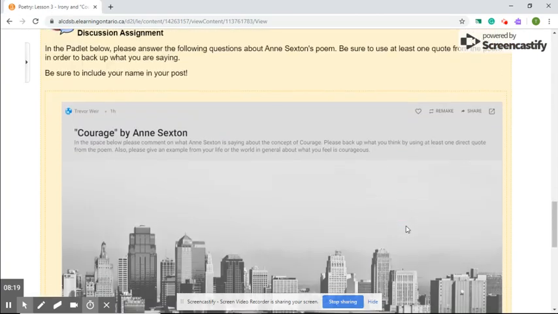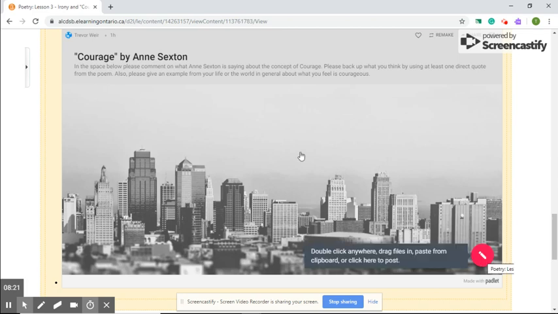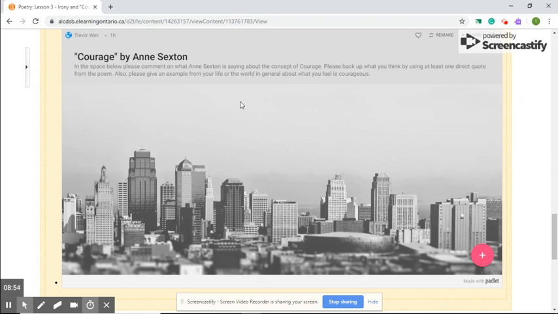Finally, last little piece is we have a Padlet here. Please click here, and you're going to basically comment on what Anne Sexton is saying about the concept of courage. So what do you think she's saying? What is her point? What is the theme really of what she's saying? And please back that up by using at least one direct quote. Also in your answer, you're going to give an example from your life or the world in general of what you see as courageous, what you think is courage. Because in her poem, she's saying that these big grand efforts sometimes aren't really courage. She has a different view of what courage is. And I really like this view. I also agree with her in what she's saying.